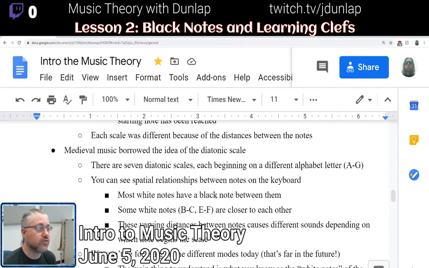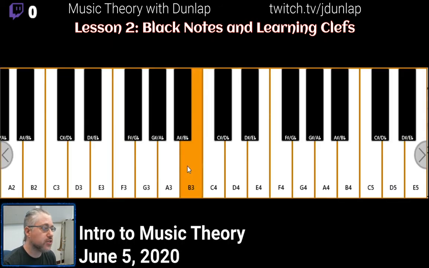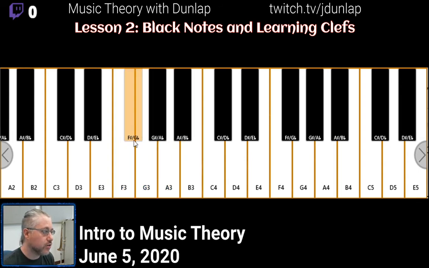Each scale was different because of the distances between the notes. We will talk about that in a second. Medieval music borrowed the idea of this diatonic scale. There are 7 diatonic scales because there are 7 alphabet letters. You can see the spatial relationships between the different alphabet letters on the keyboard. If you look at the keyboard, A, B, C, D, E, F, G, most white notes have a black note between them.